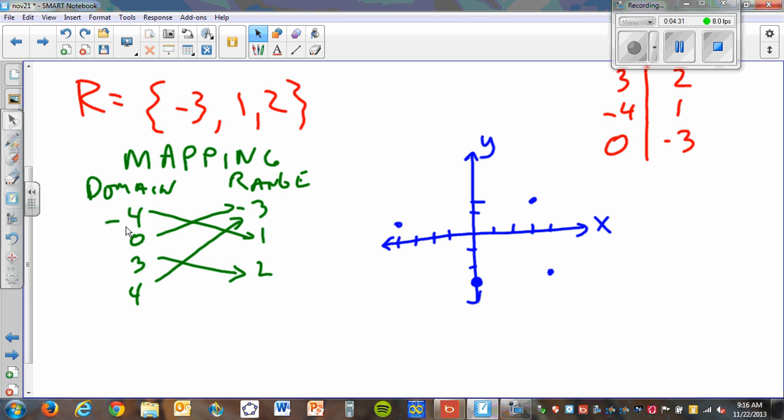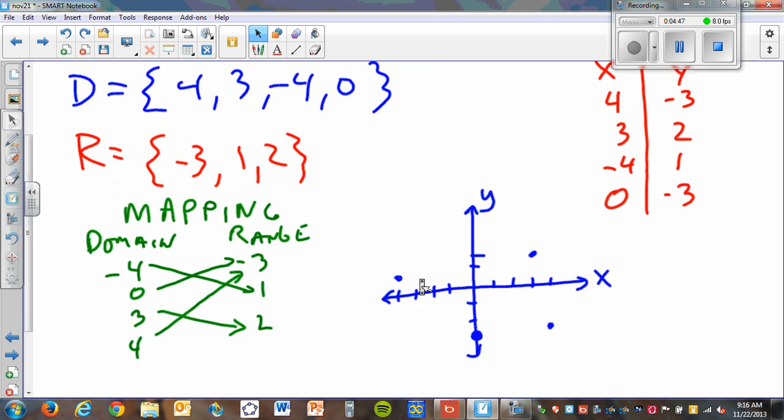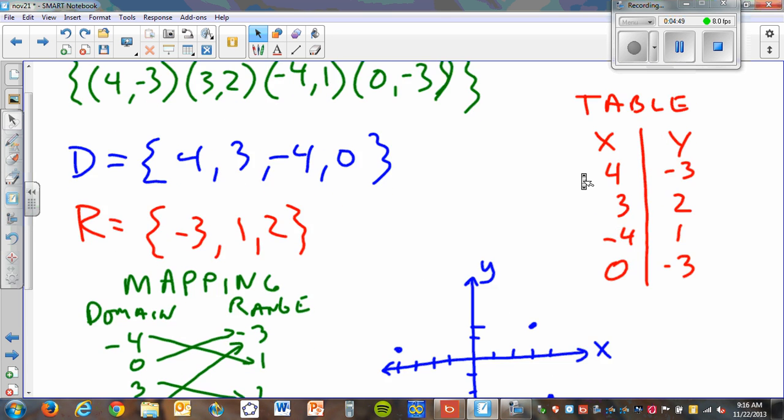Now when you're mapping, these do have to be in number order. -4, 0, 3, and 4. And your range, -3, 1, and 2. And remember, we have -3 twice. Draw our arrows. So your mapping has to be in number order. Your domain, range, and table do not.